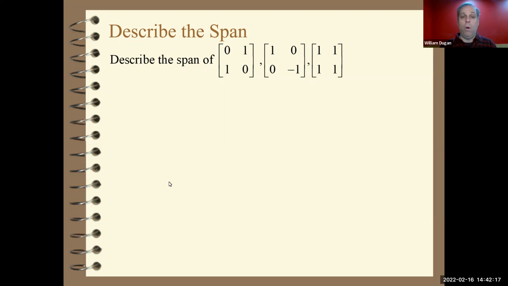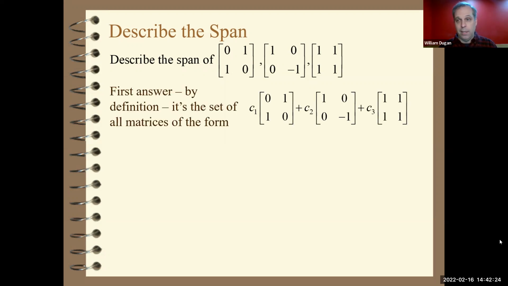All right, so I want to describe the span of these three particular matrices. The span is, by definition, just the set of all linear combinations. So I mean, that's the answer. It's not very fun. It's right, but that's not really what we mean. That's just the definition. So I want to explain a little bit more.